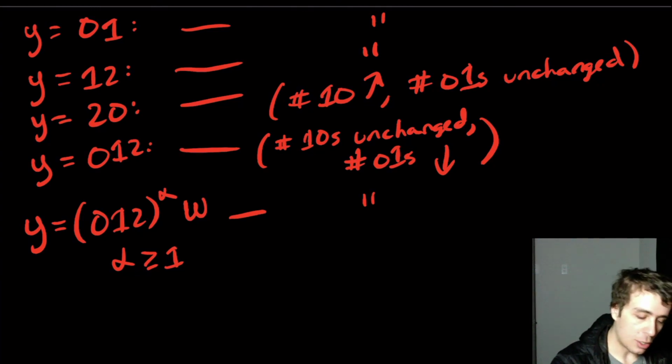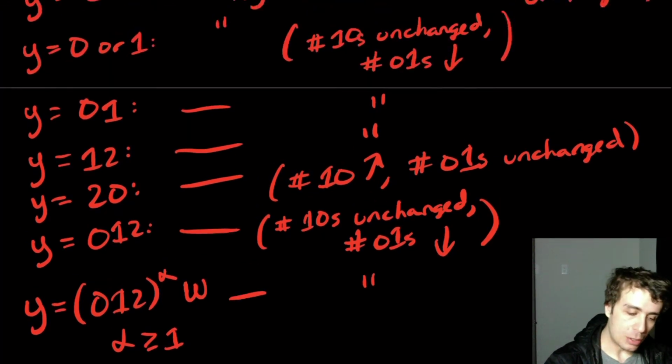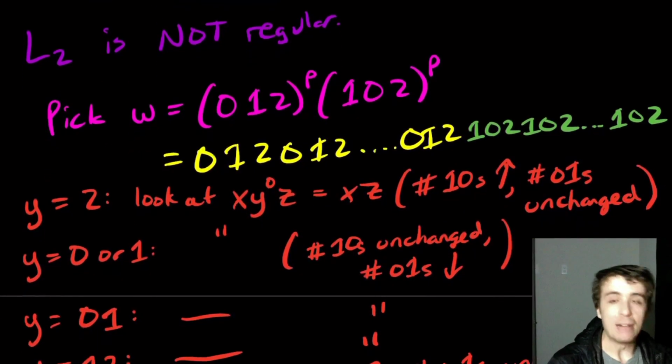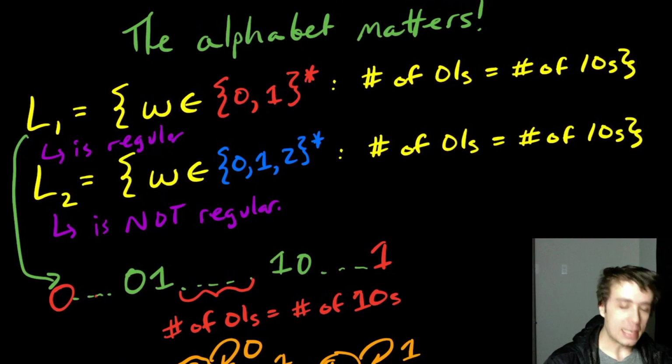In fact, there are other cases too, like if y has stuff before and stuff after. I'm not going to handle every single one of those cases, but you can show using the same logic that you can always find a way to pump out of the language. And so therefore, through a long proof right here, we have shown that L2 is not regular. The thing to keep in mind here is that the alphabet matters, so respect it.